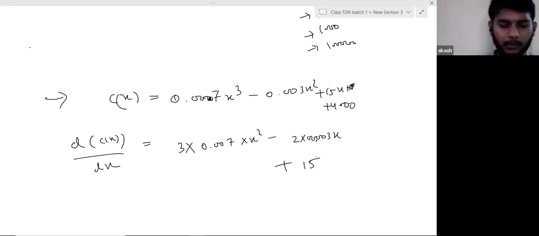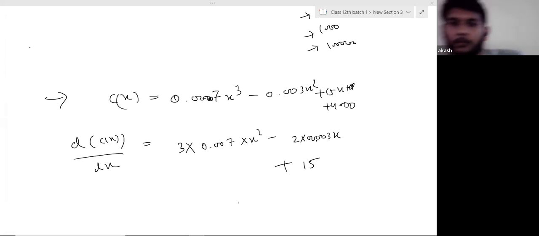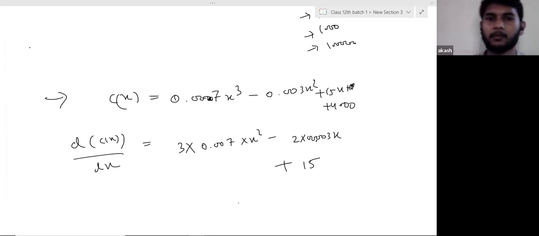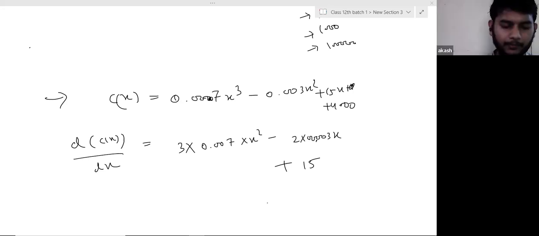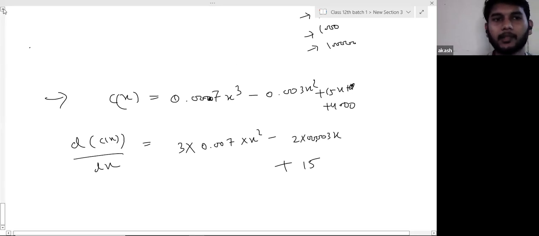Any more doubts? Ronaldo, what doubt do you have? Sir, can you solve the first question of the test paper? Yes, we'll solve that also. A balloon which always remains spherical has a variable diameter. Ronaldo, this question, an almost similar question we did in the last class, I guess.